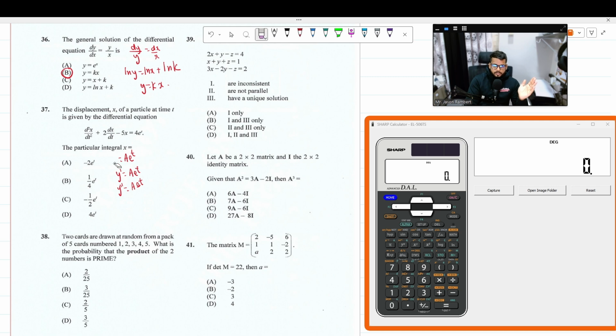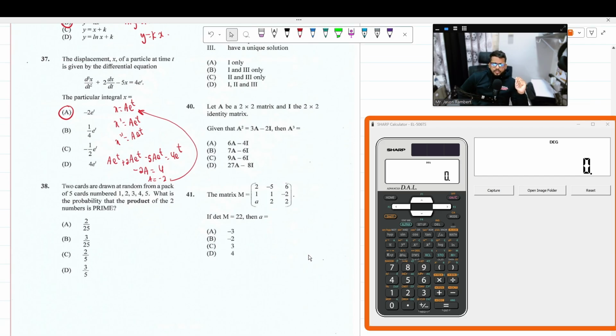Ideally, it's supposed to be x is equal to, because the displacement x of a particle. Alright, so let me just put it correctly: x is equal to that, x prime and x double prime. So we're going to get a e to the t plus 2a e to the t minus 5a e to the t, supposed to be 4e to the t. All the e to the t's could go away. So I'll get 3a minus 5a, which is minus 2a, is equal to 4, and a is minus 2. So the particular integral is going to be minus 2 e to the t. A is the answer.